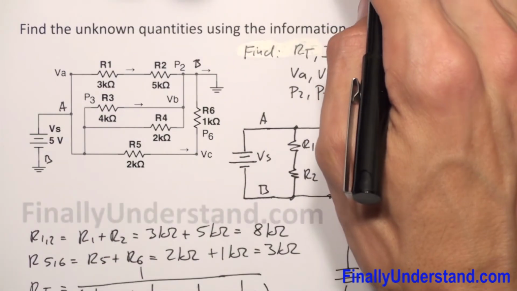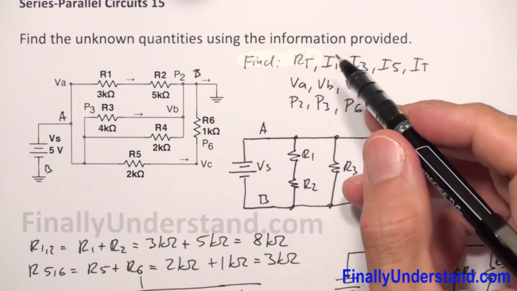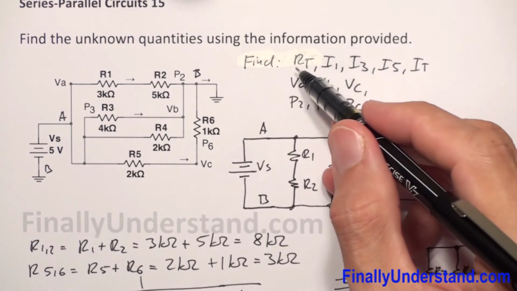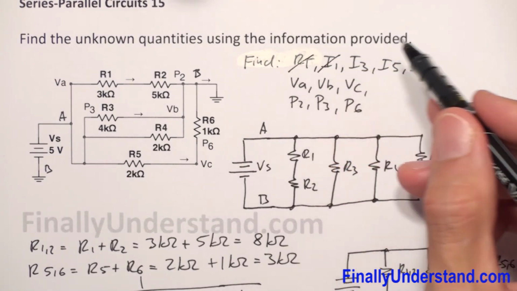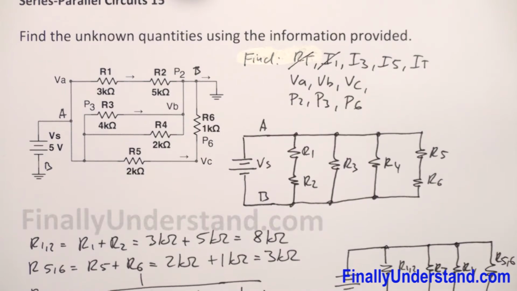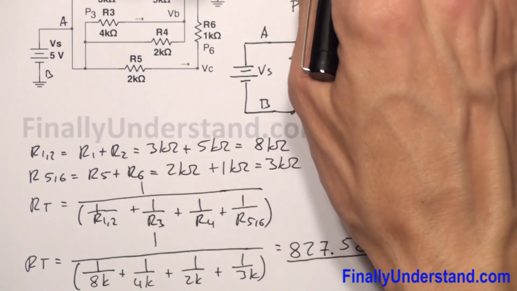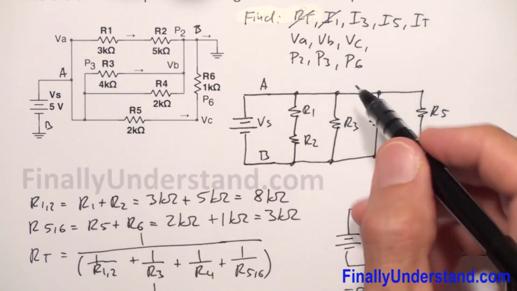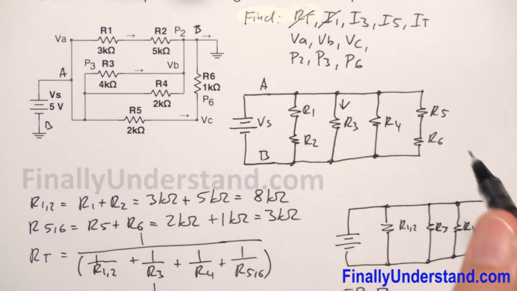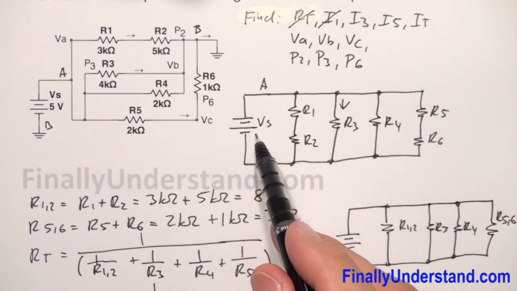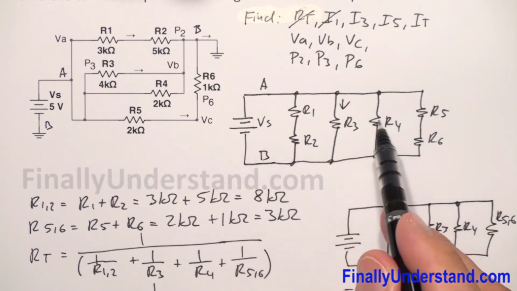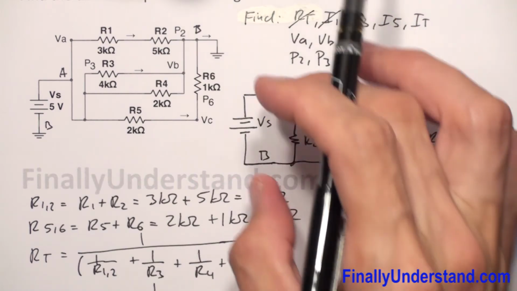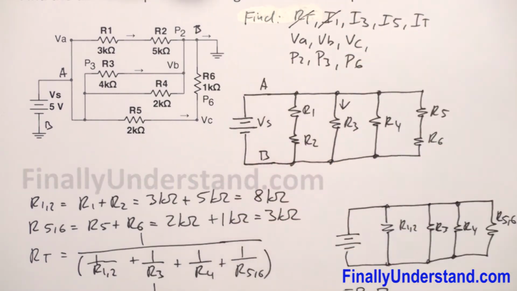Okay, so far we found R total and we found I total. Next we are going to find I3. I3 is the current which goes through resistor R3. This is very easy to find because the voltage across resistor R3 is equal to the voltage source. Don't forget that this is a parallel circuit. So this voltage is across this resistor.